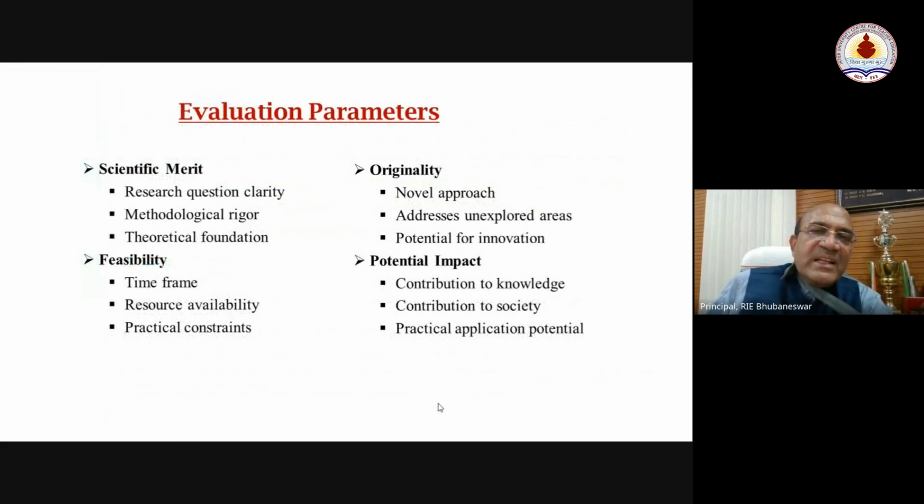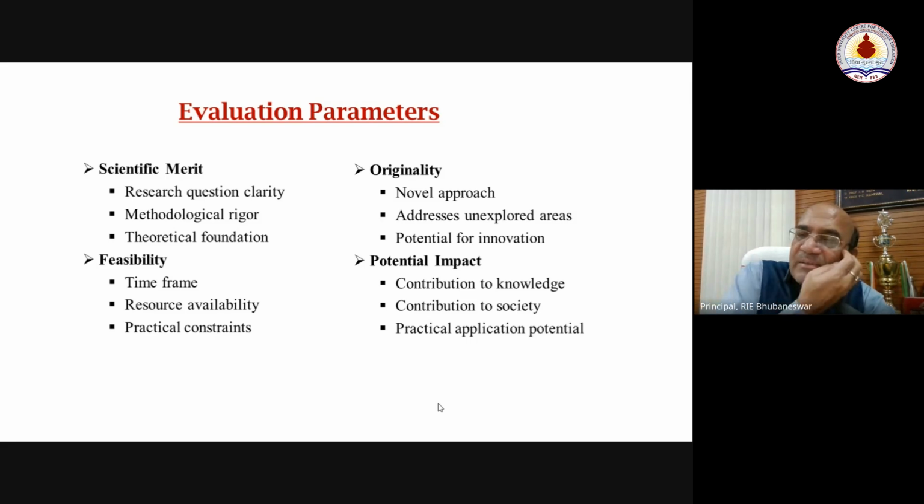So then the last slide, the evaluation parameters, because a proposal should be evaluated before submission or before execution. So what are the evaluation parameters? Every research proposal should have scientific merit. Means research questions should be very clear. Methodology should be rigorous, should be clear. Then there should be a theoretical foundation, means what others have done, what the existing theories are, what the research gaps are. Then feasibility, means time frame, resource availability, practical constraints, right? Those constraints are there. I cannot overcome those constraints. I have to consider those constraints.